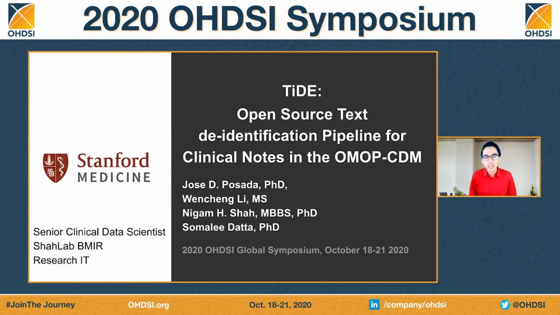Welcome, my name is Jose Posada. I'm a senior clinical data scientist at the Stanford Center for Biomedical Informatics Research and Stanford Healthcare Technology and Digital Solutions. In this presentation, I will be showing you TiDE, an open source, cloud-based text identification pipeline capable of processing 100 million clinical notes in a matter of hours. This tool will be available for you as a collaborator in the OHDSI community, hopefully contributing in accelerating research that uses clinical notes and unstructured data across network studies.